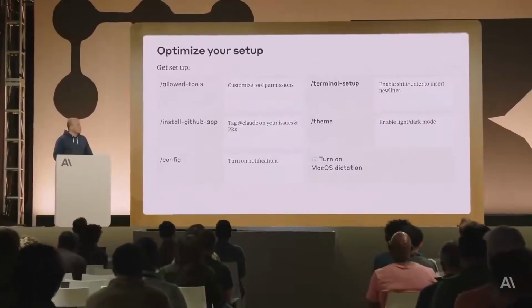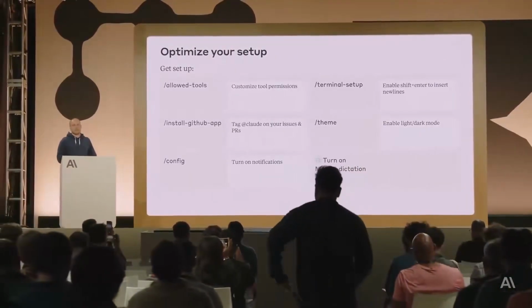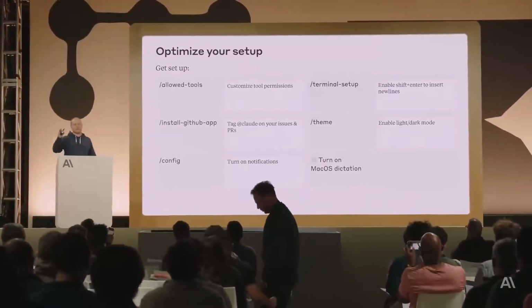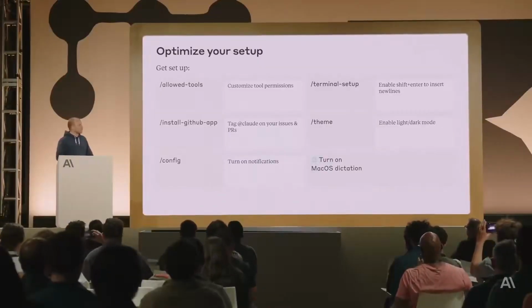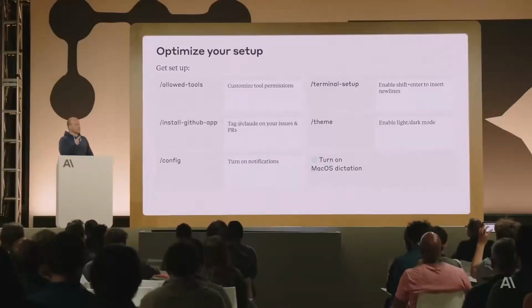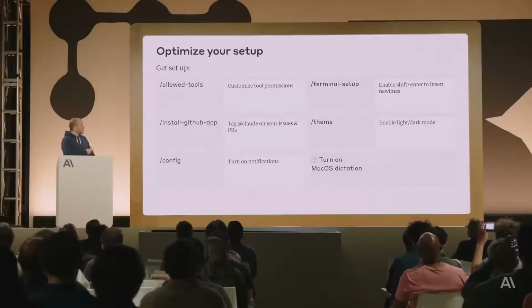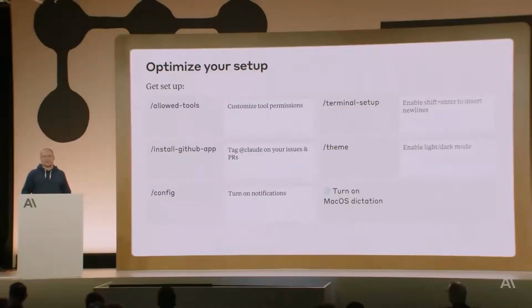As you open up Quad Code for the first time, there are a few things that we recommend doing to get your environment set up, and these are pretty straightforward. Run terminal setup. This will give you Shift-Enter for new lines, so you don't have to use backslashes to enter new lines. It makes it a little nicer to use. Do /theme to set light mode or dark mode or Daltonize themes. You can do /install GitHub app. Today we announced a GitHub app where you can mention Claude on any GitHub issue or pull request. To install it, just run this command in your terminal.